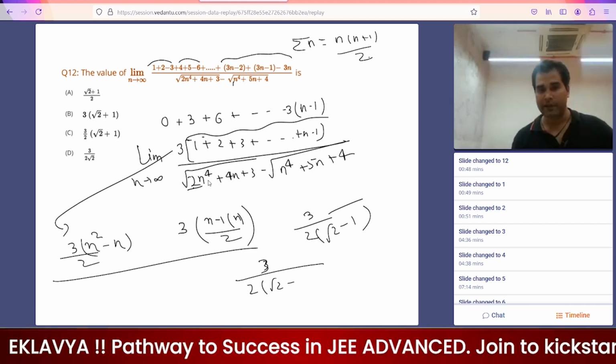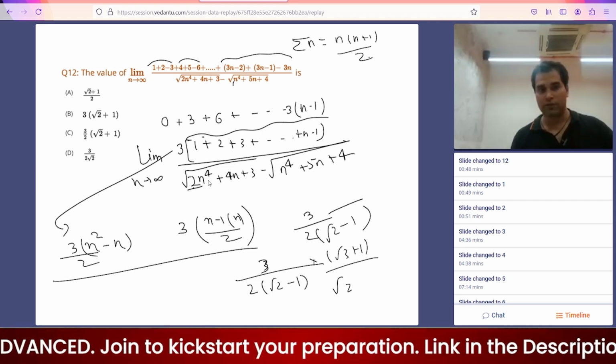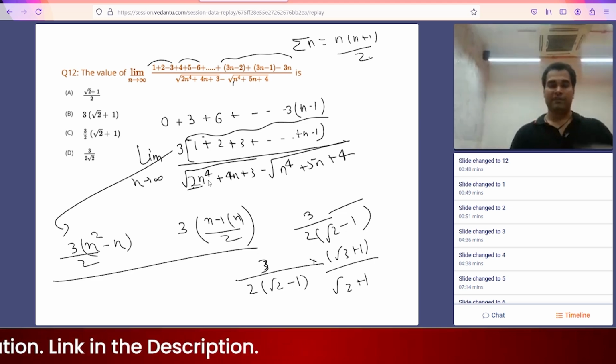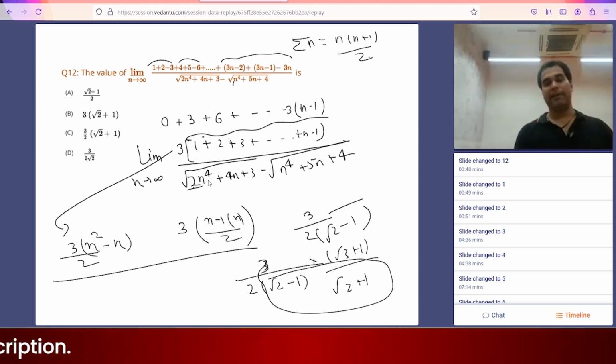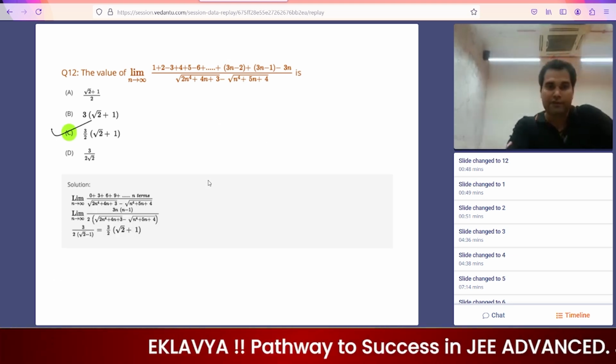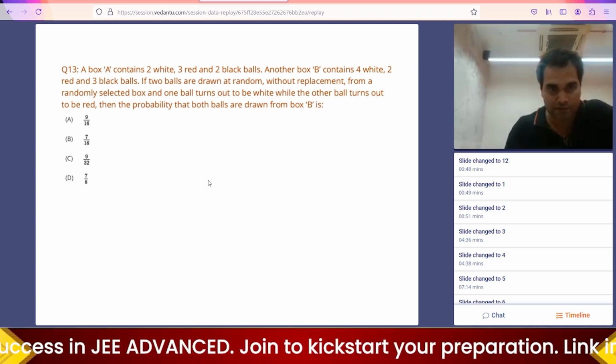No option says this type, then we rationalize: root 2 plus 1 upon root 2 plus 1, so 3 by 2 times, here we apply a minus b and a plus b to get a square minus b square, and we will get the answer. Option C is the correct answer.